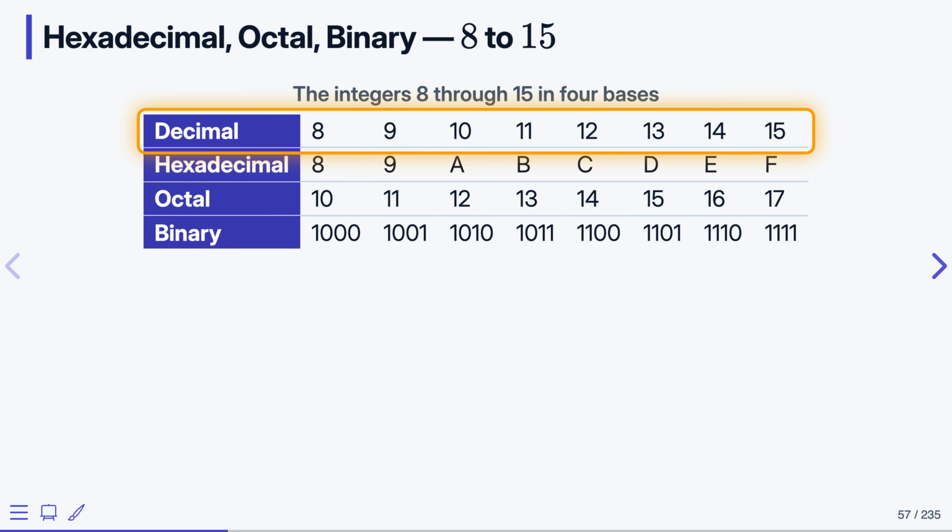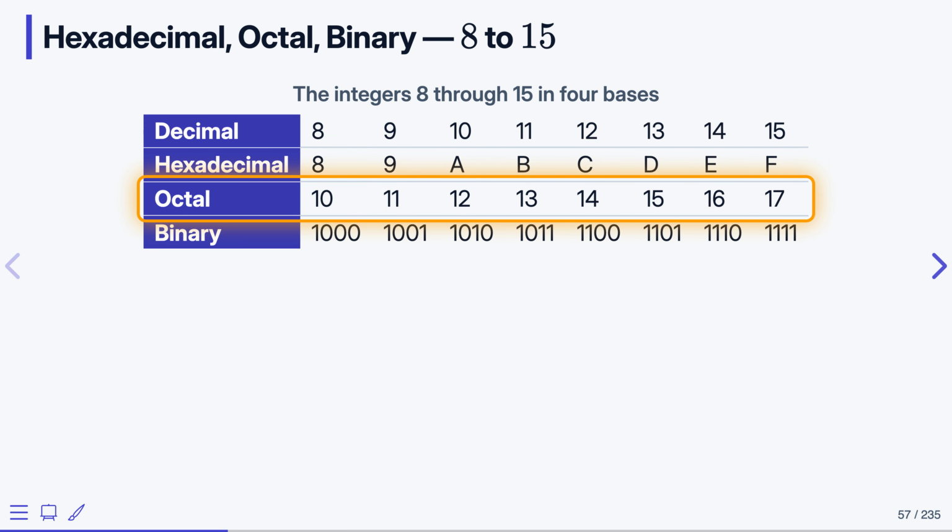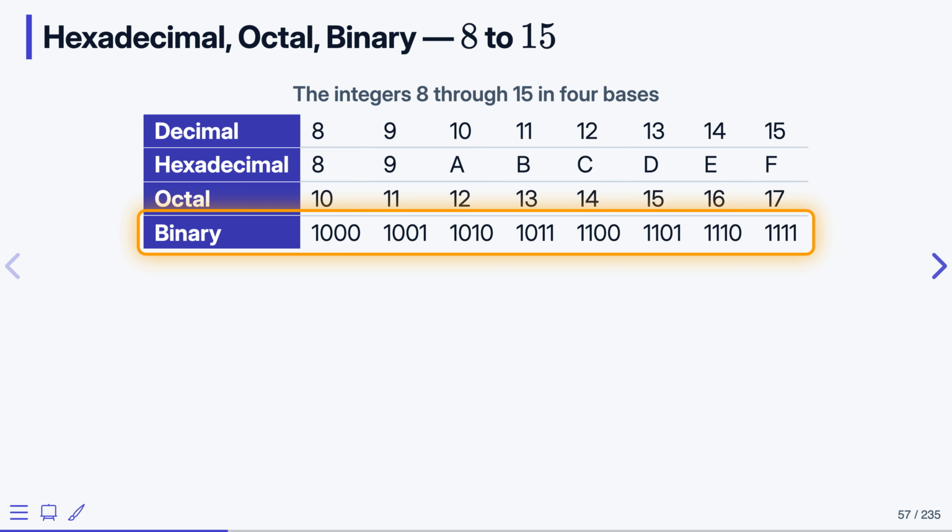The top row is decimal again, 8 through 15. Look at hexadecimal. After 9 it needs new symbols, so it uses letters. A stands for 10, B for 11, C for 12, D for 13, E for 14, and F for 15. Look at octal. It ran out at 7, so 8 is written 10. Then it runs on up to 17 for 15. Look at binary. Every number from 8 to 15 takes exactly 4 bits, from 1000 up to 1111.